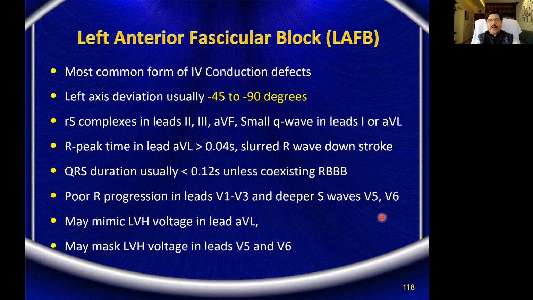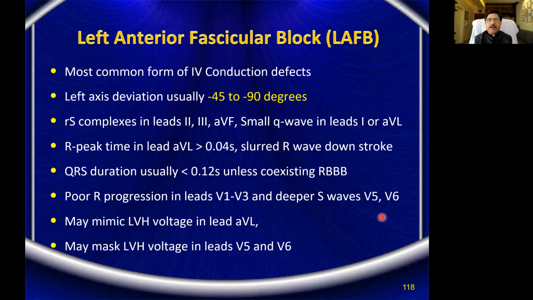QRS is not widened because it is not complete. Both bundles, both fascicles are not blocked, so QRS is not widened unless there is a coexisting RBBB. Poor R progression again in V1 to V3 and deeper S waves in V5, V6. This may mimic LVH voltage in aVL and may mask LVH voltage in V5, V6. So much of English. Let us see that.